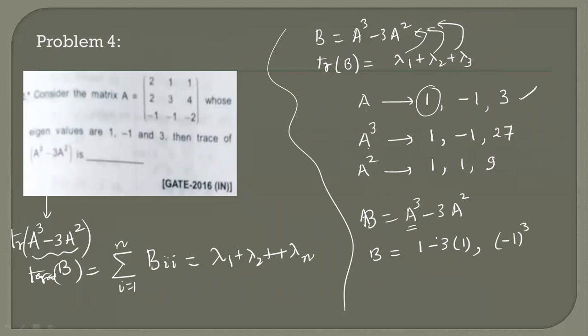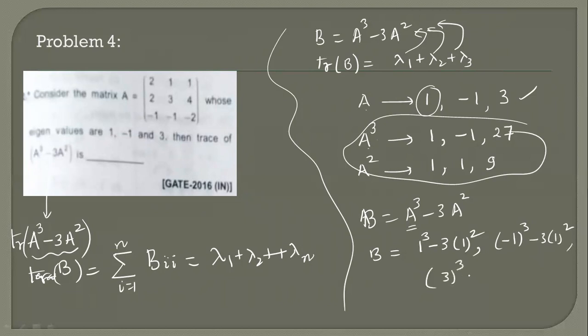You can also write like this, A cube minus 3A square. No need to write it. If you are not interested, you can directly write here minus 3 into 1 square. And the last will be 3 cube minus 3 into 3 square. So the eigenvalues of B will be minus 2, minus 2, minus 4 and 0. You can see that eigenvalues of B will be minus 2, minus 4 and 0.